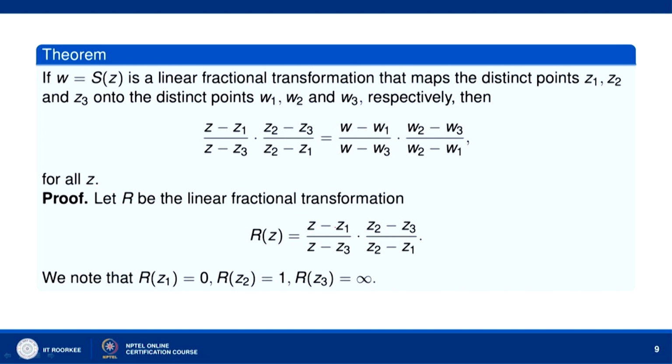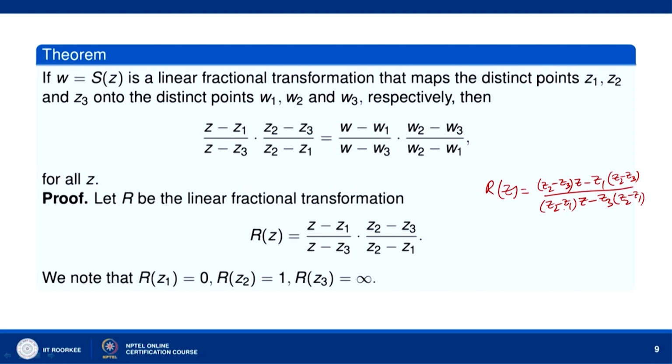Now, in order to prove this, let R be the linear fractional transformation Rz equal to Z minus Z1 over Z minus Z3, times Z2 minus Z3 over Z2 minus Z1. First of all, we can see that this is a fractional transformation. Why? Because Rz can be written in this form: Z2 minus Z3 into Z minus Z1, divided by Z2 minus Z1 into Z minus Z3.